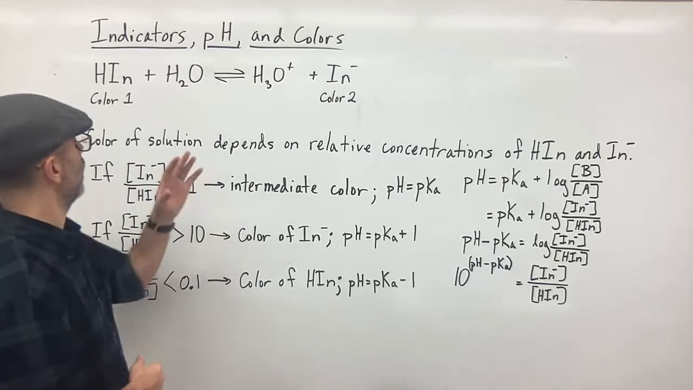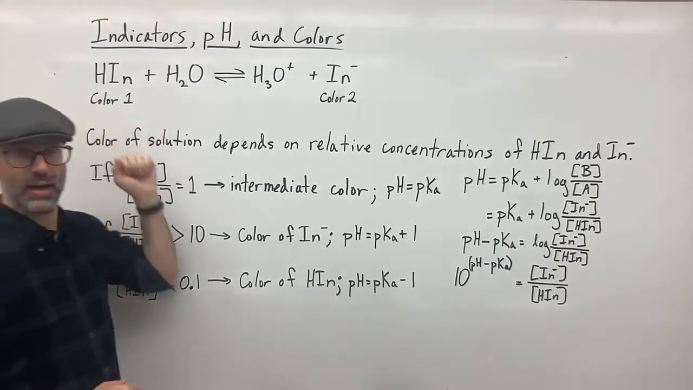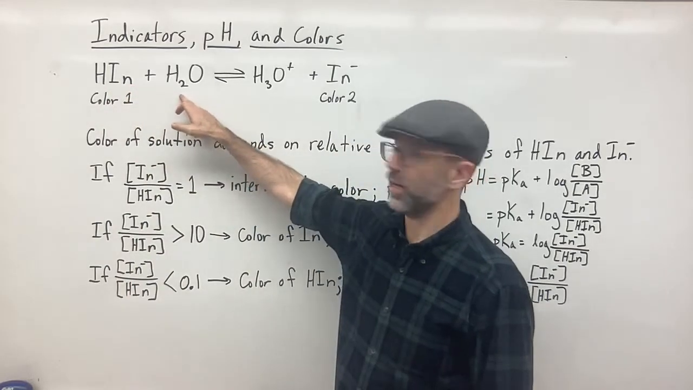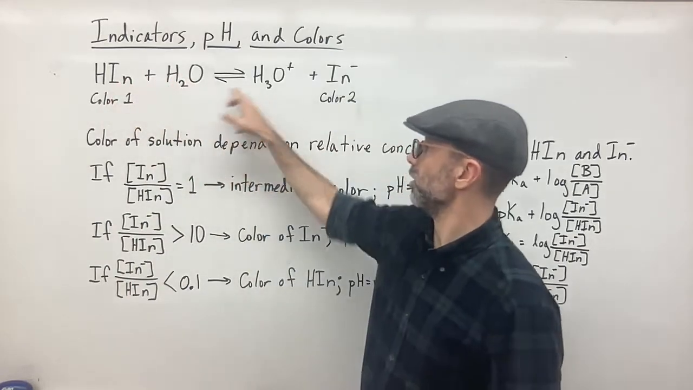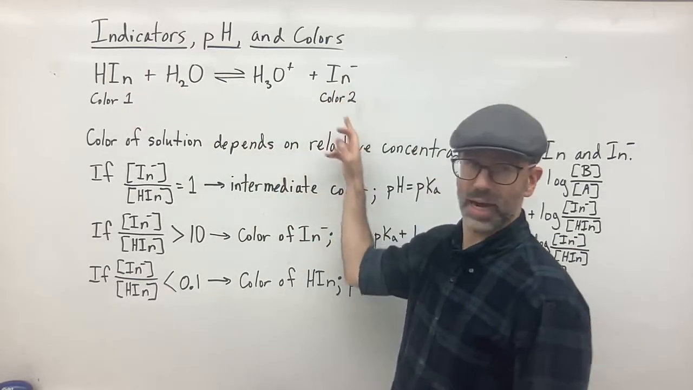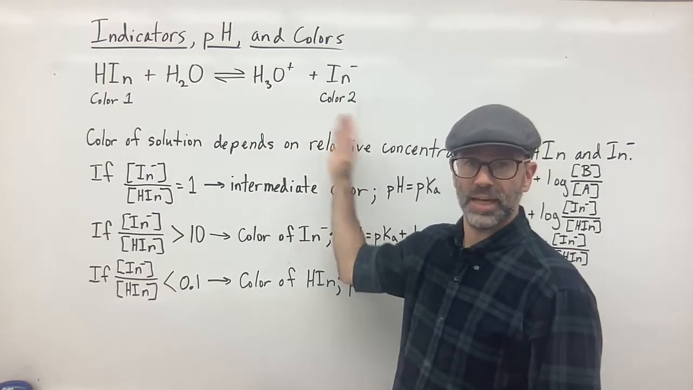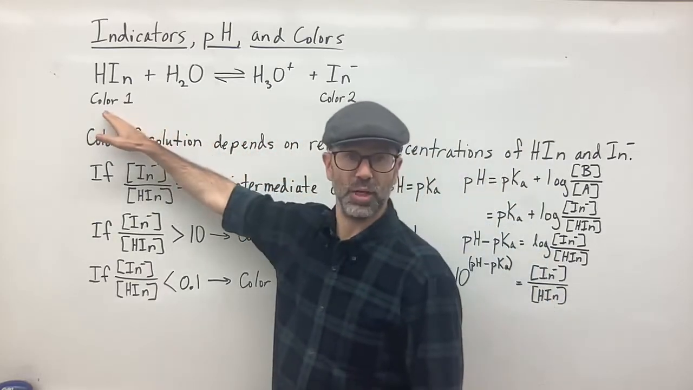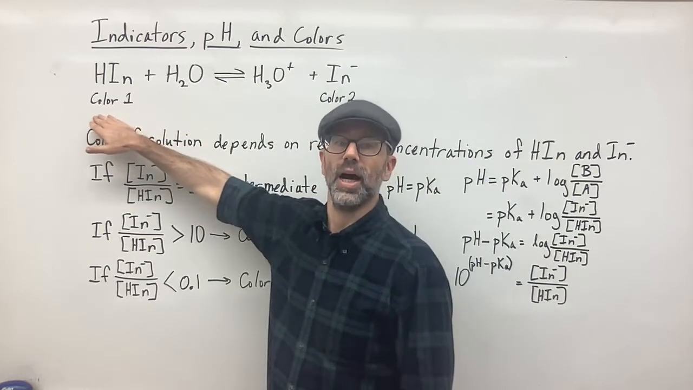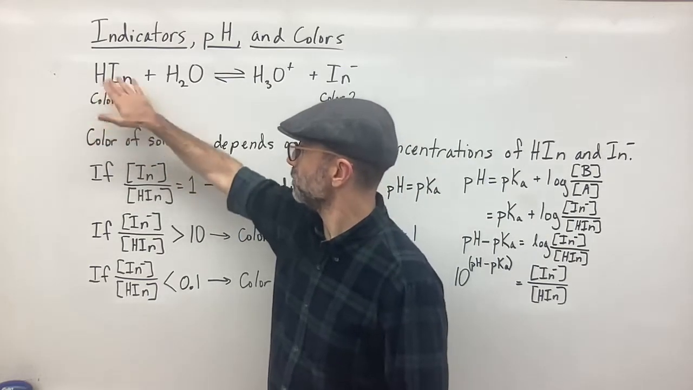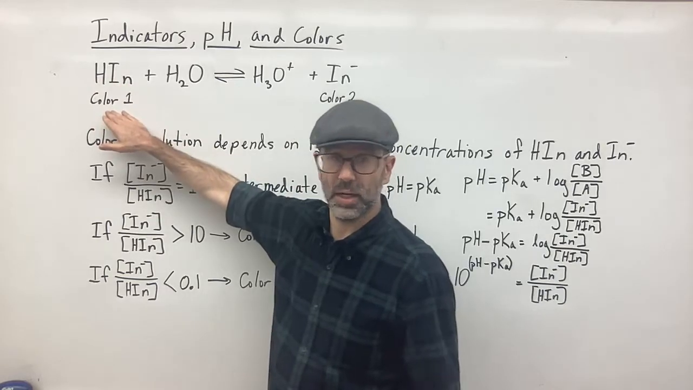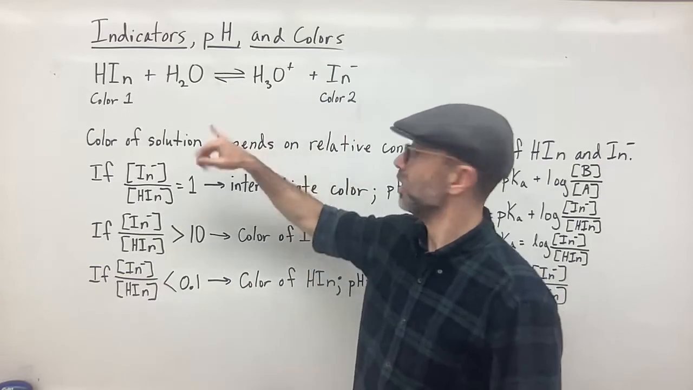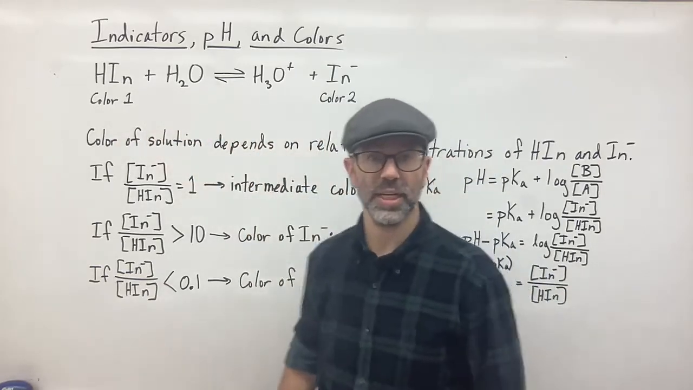equilibrium. So here's a generic indicator. You have the indicator with the hydrogen on there. It's going to react with water, and it's going to donate a hydrogen to the water, giving you the hydronium, and then you've got the conjugate base left over. And depending on whether it's got the hydrogen or not, it's going to give you the color. If it's mainly in this state here, you're going to get one color. And if it's in this state here, you're going to get another color. So this is what the color change is indicating.